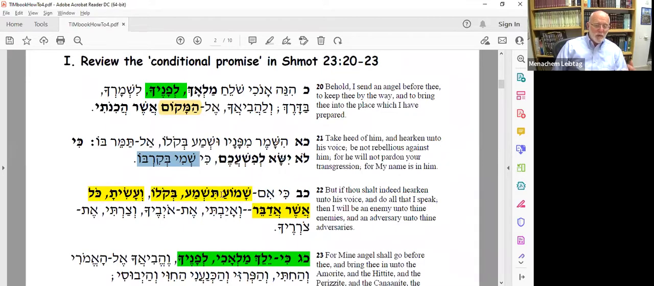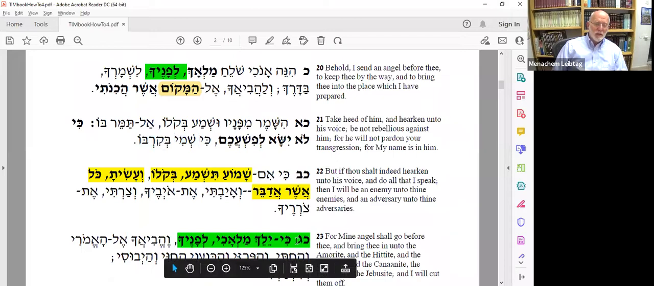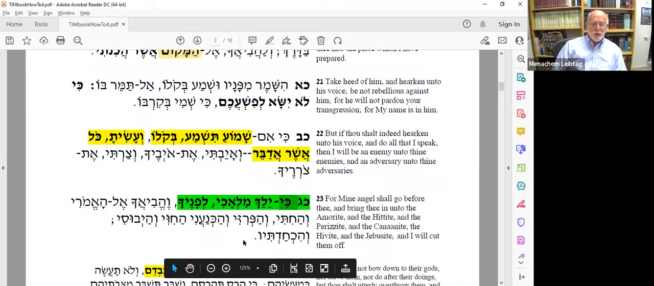If you obey whatever this malach tells you, vasita kol asher daber, and by doing thus you'll follow what I'm saying, meaning whatever this malach says is as though it's God speaking, then your enemies will be my enemies and your adversaries will be mine. Basically, if you want me to help you conquer the land, you better listen to this malach. And then finally, ki elech malachi lefanecha, this malach will lead the way and bring you to the land of the seven nations and you'll destroy them.